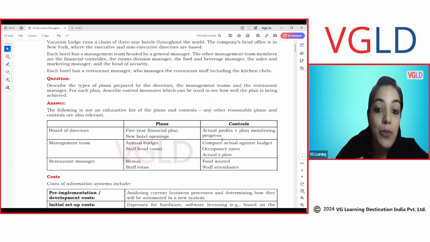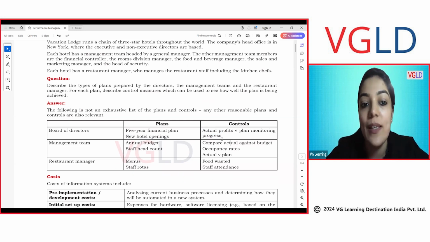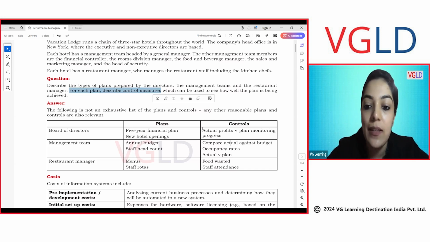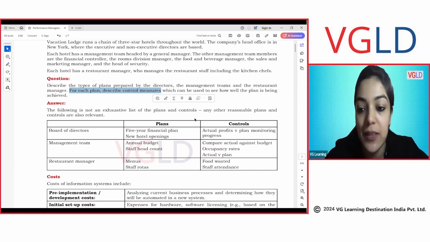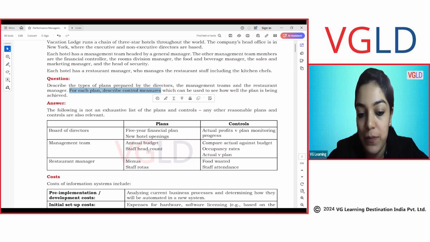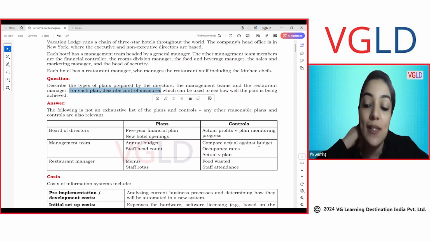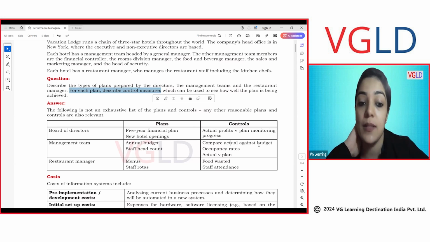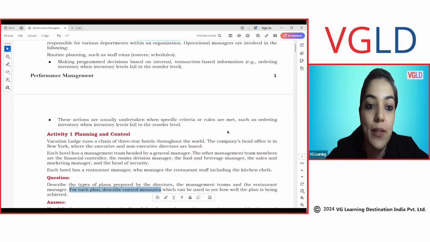So you have mentioned the planning part, but the controls element is missing. For each plan, you had to describe control measures also, correct? So you have covered half of it, but not the controls part. Anyway, what you've written is good, but you can include these elements. For the management team: annual budget, staff headcount, then compare actuals against budget. It's very important for the management team to keep costs under control, so they keep comparing actuals against the budget. See, we even read this point over here.